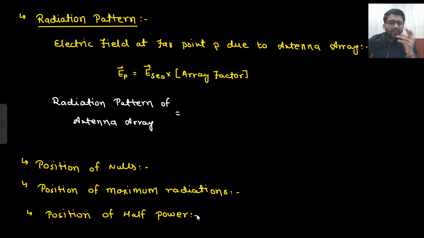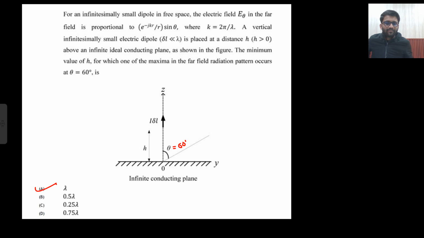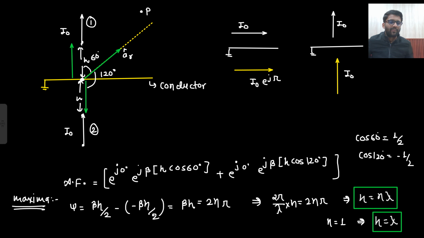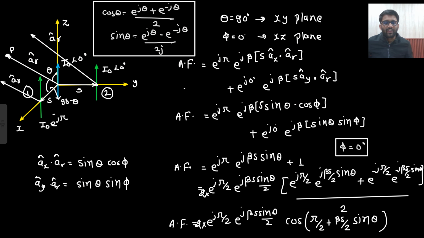In the next lecture, we are going to see the radiation pattern and n element antenna array. Till now we have seen only two elements, but what if n elements are placed? That also we are going to see. And broadside array and end fire array, those arrays also we are going to see. So the next lecture will also be very interesting.